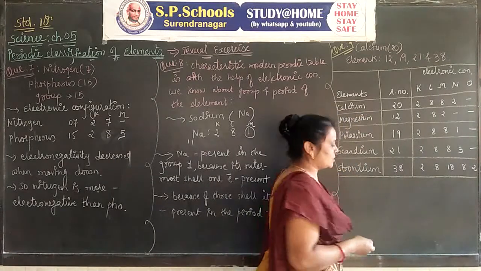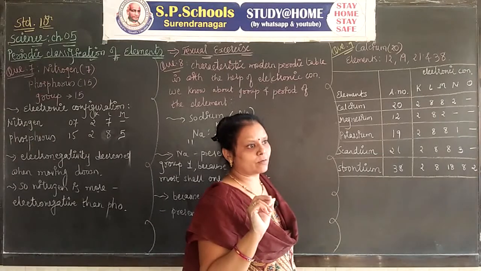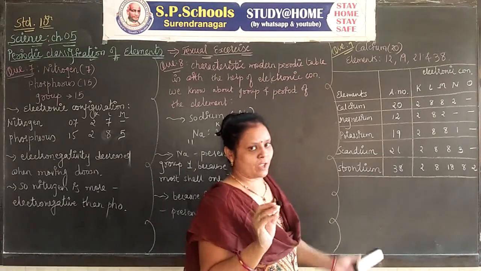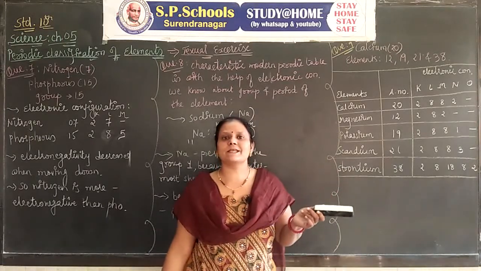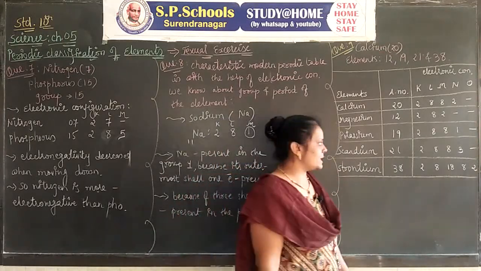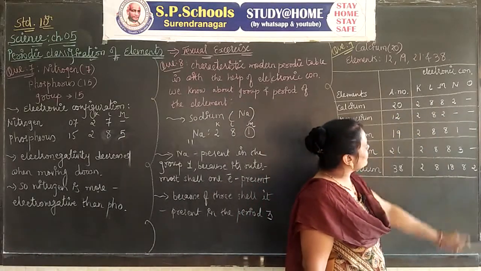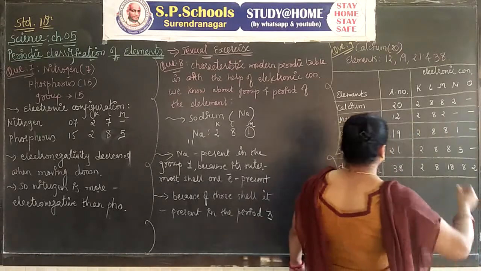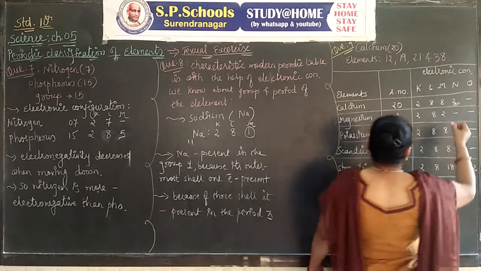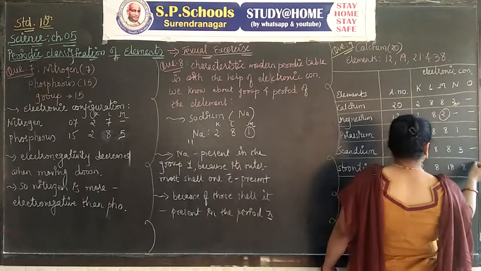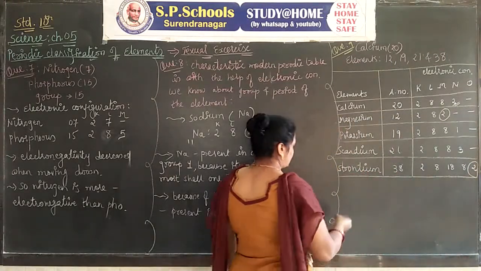And then the question is, which elements have the same physical and chemical properties as calcium? When we look for the same physical and chemical properties as in calcium, we find that the last electron is present in the outermost shell. The outermost shell will have 2 electrons in calcium, 2 in magnesium, and 2 in strontium.